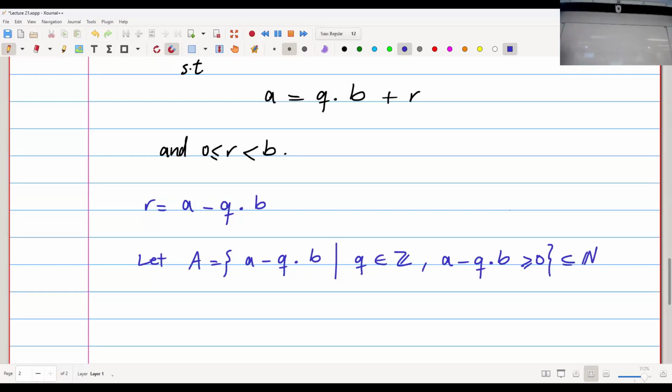I want to use well ordering. I want to say that this A has a minimum element. But in order to use well ordering, I need something else. I also need to say that A is non-empty. Okay, why is A non-empty?